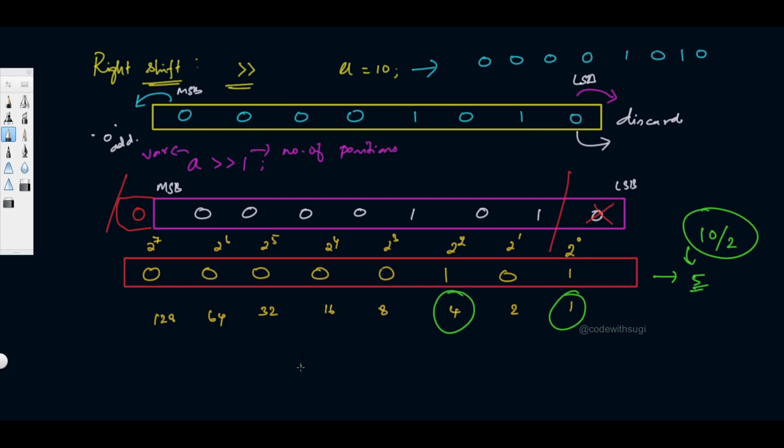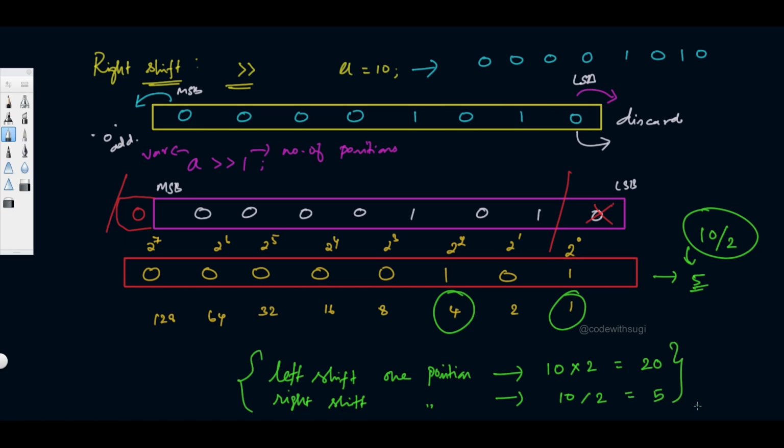If you do a left shift with one position, the value will be multiplied by 2. Then you got 20. In the same way, if you do right shift with one position, then the value will be divided by 2. This is the main thing you need to understand from these left shift and right shift operations.